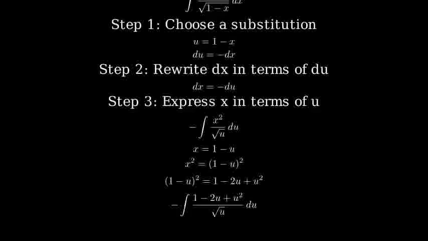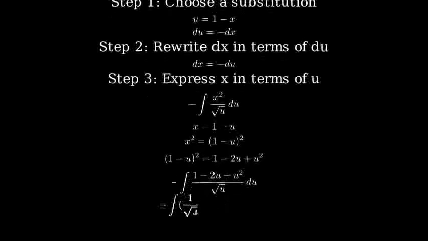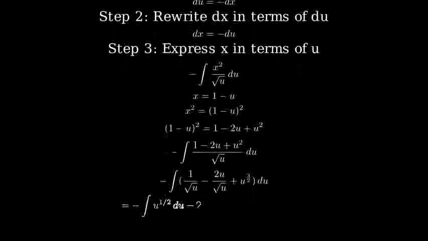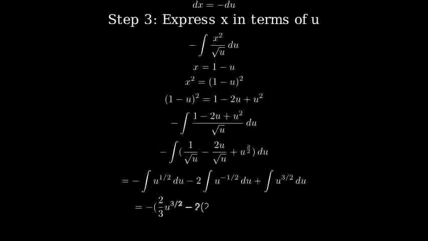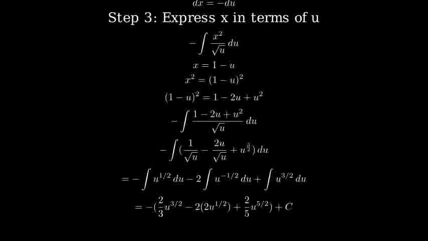The integral of u to the 1/2 is 2/3 u to the 3/2. The integral of u to the negative 1/2 is 2 square root u, and the integral of u to the 3/2 is 2/5 u to the 5/2. Our last step is to substitute back in terms of x. By substitution, we have u equals 1 minus x, so replace u with 1 minus x.